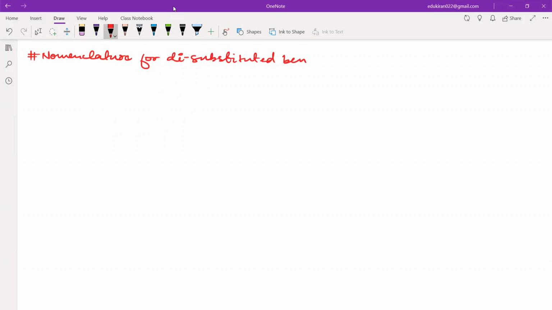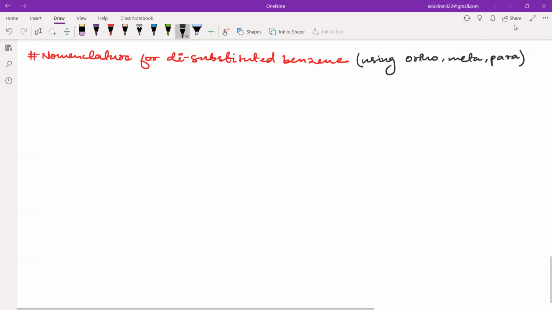There is benzene. ठीक है. Nomenclature for disubstituted benzene लिख देते हैं. टॉपिक आप लिख लीजिए थोड़ा सा. Nomenclature for disubstituted benzene. Okay, disubstituted benzene, and this is using ortho, meta, para. Using ortho, meta, and para.